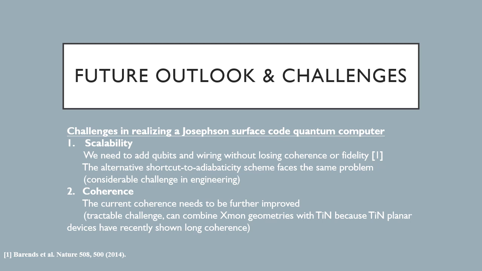It is hard to preserve the long coherence and remain in the fault tolerance range after adding more qubits and wires. Unfortunately, the alternative approach to achieve high-fidelity quantum gates based on the STA trajectory is facing the same problem. An ideal adiabatic operation means slow speed. Slow speed means long operation time, which means difficult to scale up. The scalability will remain a big engineering challenge for future development of large-scale Xmon architectures.